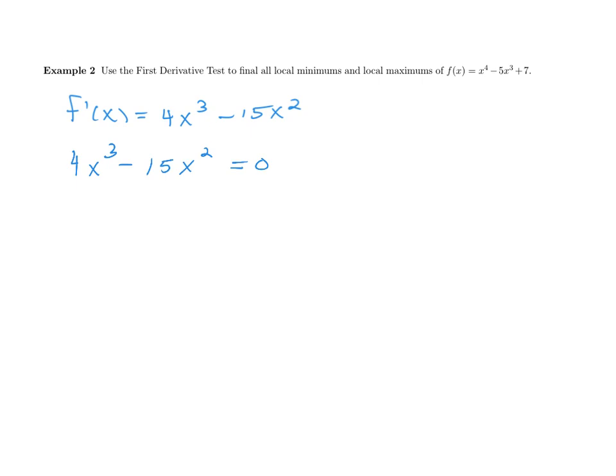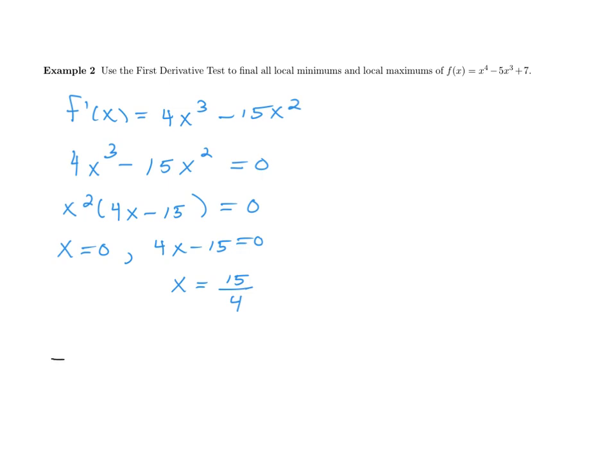If I try to factor this, I can only take out an x squared, and it's equal to 0 if x squared is 0 or 4x minus 15 is equal to 0. There are two critical numbers for this function: x is 0, and also where 4x minus 15 is 0, or where x is equal to 15/4. These two numbers make the derivative, not the original function, equal 0.